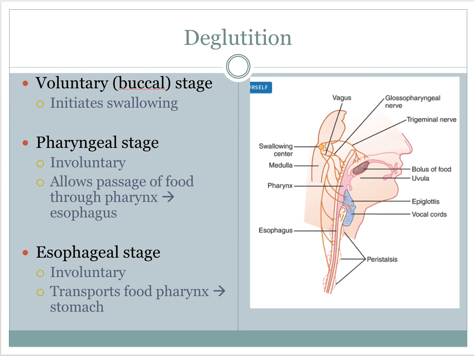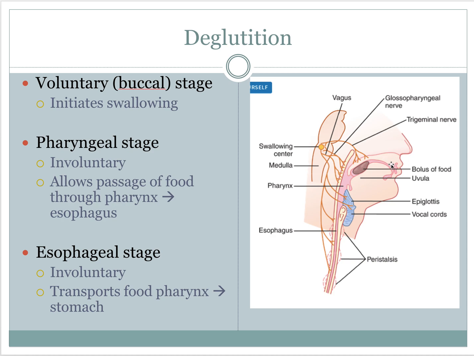So this can be broken up into 2 different stages. The voluntary stage, which is going to be driven by your skeletal muscle, which will initiate swallowing. And then there's the pharyngeal stage, which is involuntary, which moves food through the pharynx down to the esophagus. There's not a lot of conscious control over that. There's almost no conscious control.